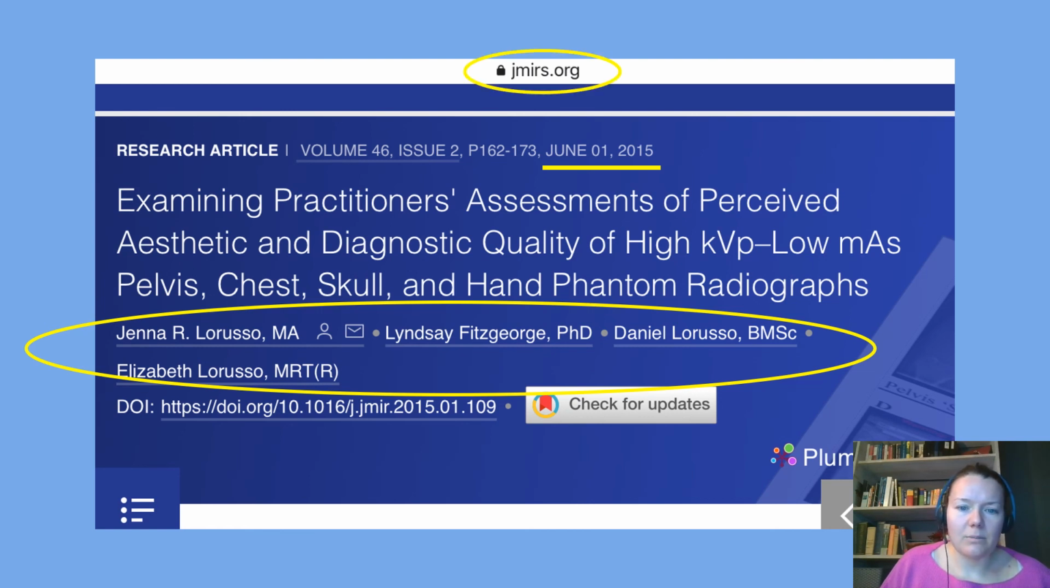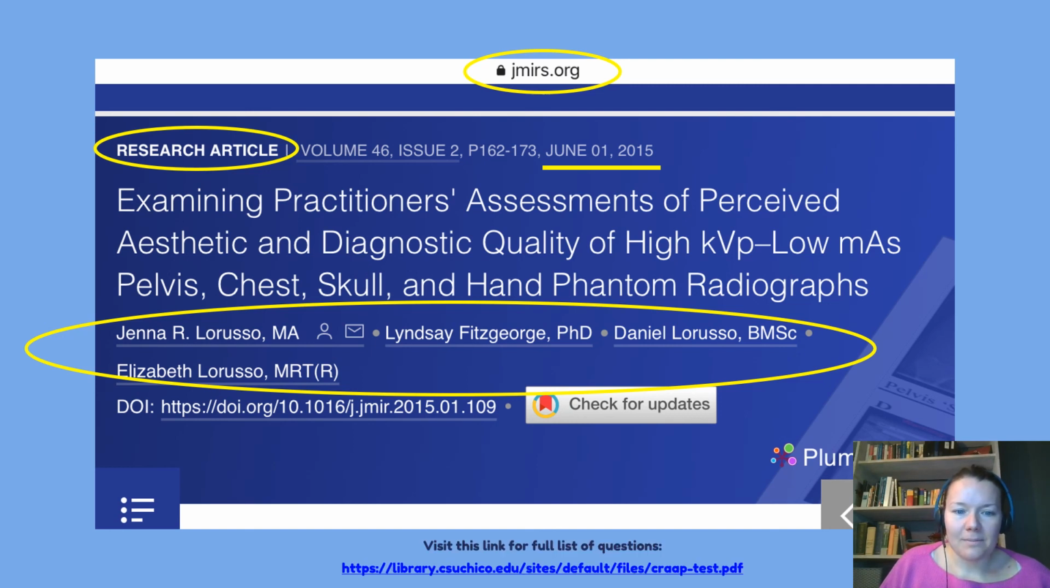I also wanted to point out that this is a peer-reviewed article that was published in the Journal of Medical Imaging and Radiation Sciences. So that adds even more credibility to it, and that can contribute to your ability to judge the accuracy of the information. And then you can also see that this has been labeled as a research article. So that ties into what the purpose of this was. Why does this information exist?